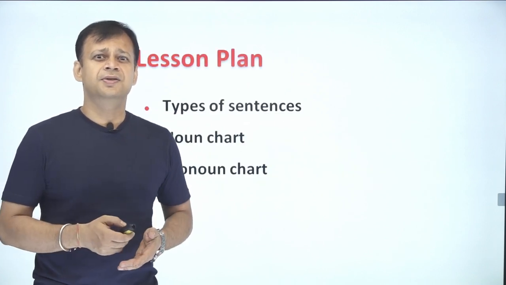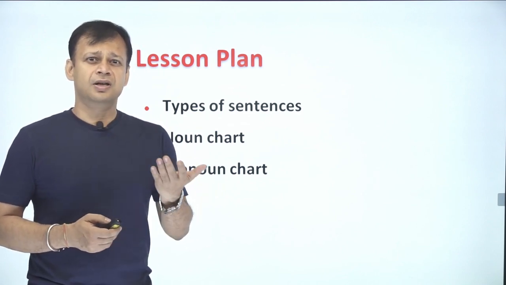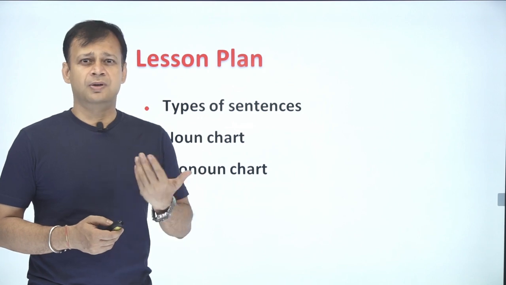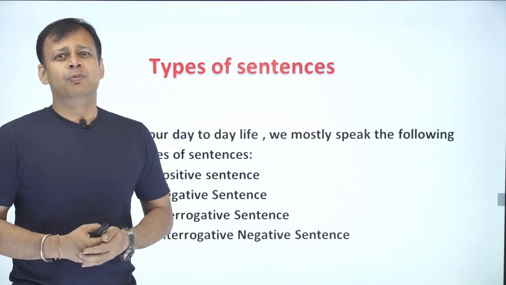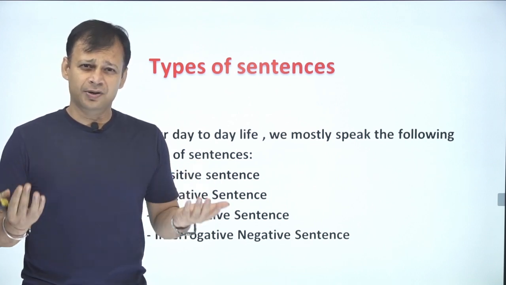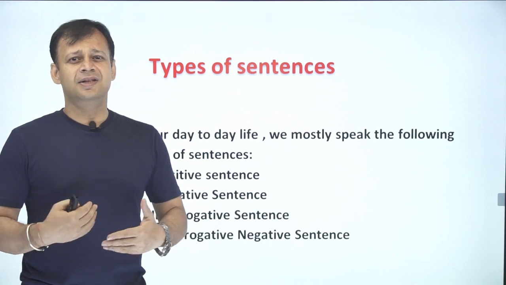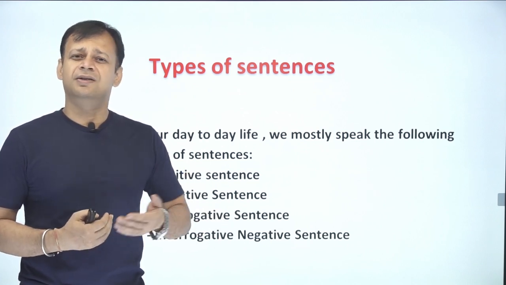So the lesson plan is we'll have a look at types of sentences, then we'll pick up the noun chart, and then we'll pick up the pronoun chart and discuss it separately. So in our day-to-day life, we mostly speak the following types of sentences. Either we speak a positive sentence, a negative sentence, an interrogative sentence, or an interrogative negative sentence.